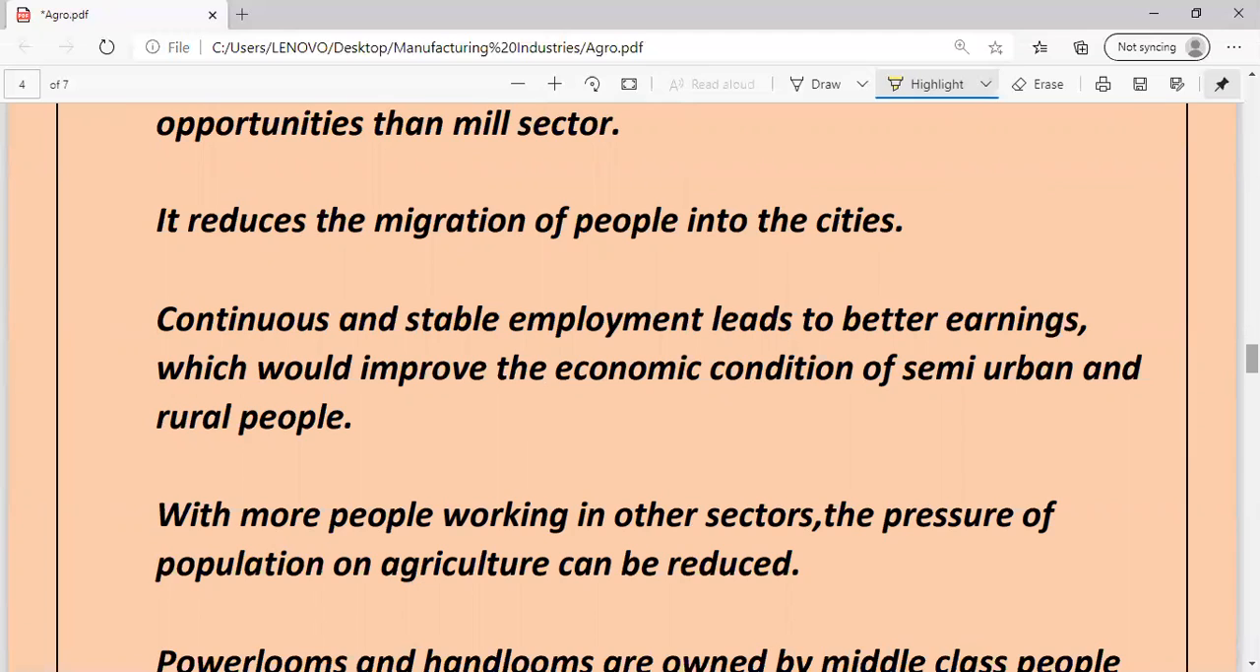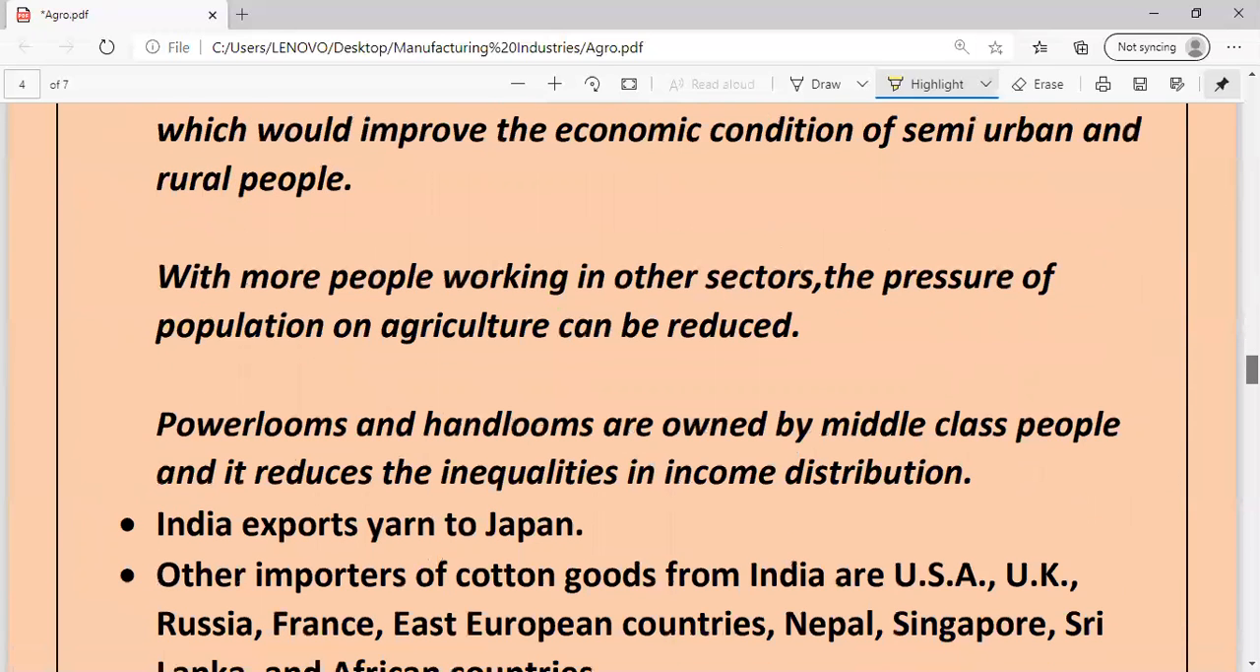As a result, they are getting money, and it is improving the standard of living of the people living in urban and semi-urban areas. With more people working in other sectors, like cotton textiles, the pressure of population on agriculture can be reduced. Since these people are getting employment opportunities throughout the year, the pressure on agriculture is reduced. Otherwise, people would depend on agriculture, and productivity from agriculture would be less.